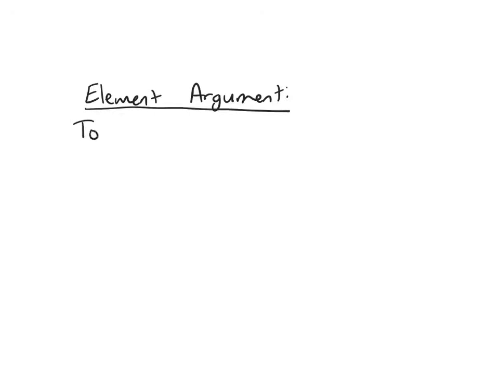All right, so now let's talk about the element argument. In general, what you want to do is show that X is a subset of Y. And you don't want to do it element by element, because what if X has an infinite number of elements? So how are we going to proceed in that case? We're going to do the following.